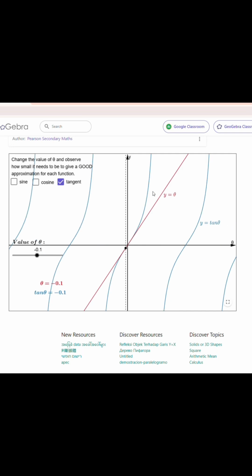Finally, let's look at tan theta. So we're using the line y equals theta again, or y equals x, but we're using theta. And we can see here that, again, for very small values, the line y equals tan theta and y equals theta are very close to each other. It diverges when we get bigger, but here, that value there is about 0.4, that value there is about minus 0.4. So for very small values of theta, we can say that tan theta is roughly equal to theta.